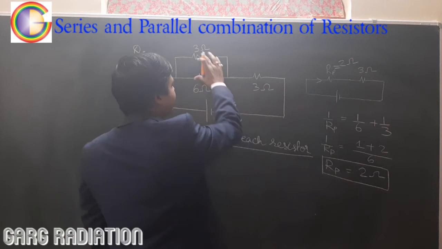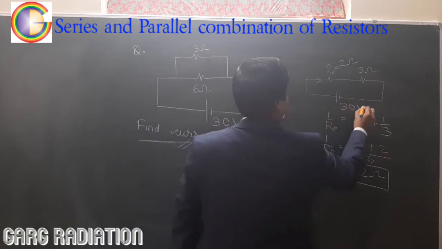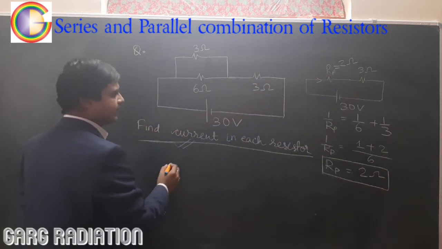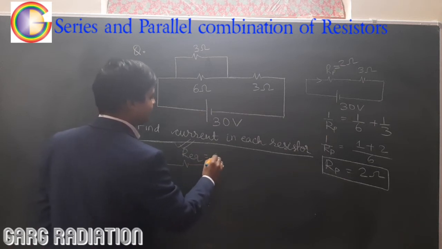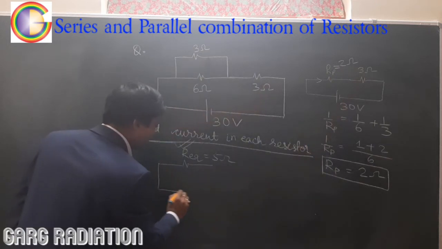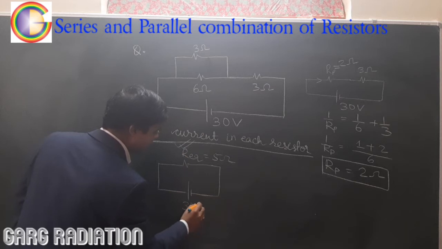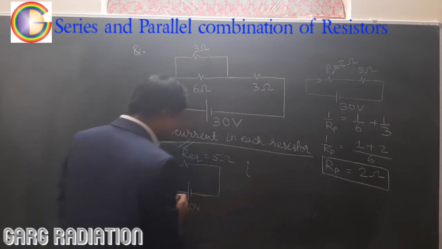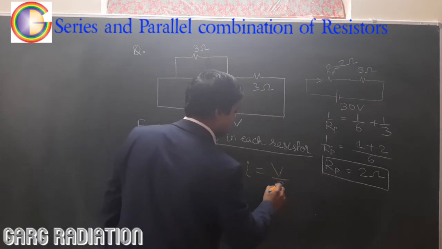So we have 2 ohm and 3 ohm, and the potential difference is still 30 volt. Now if we find the equivalent of these two in series, the final R equivalent comes out to be 5 ohm. Why? Because we simply add these, and we have a cell with potential difference 30 volt. So what is the current? The total current coming out of the cell is nothing but V upon R equivalent.